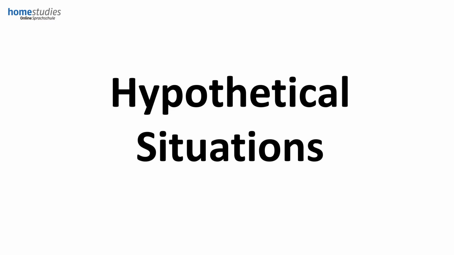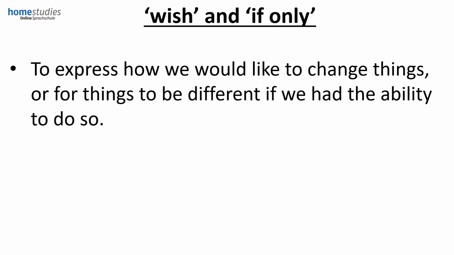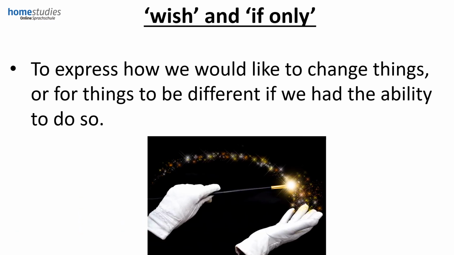In this lesson we are going to look at hypothetical situations. Let's begin. Now we can use wish and if only when we are talking about hypothetical situations. We use wish and if only to express how we would like to change things or for things to be different if we had the ability to do so. So imagine that magic wand, okay? You're making a wish for things to be different.